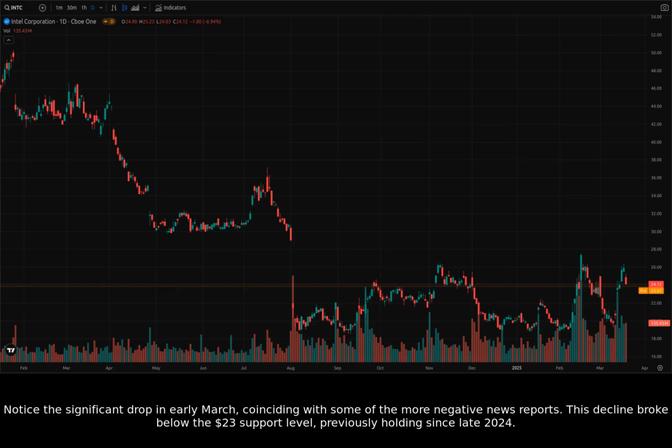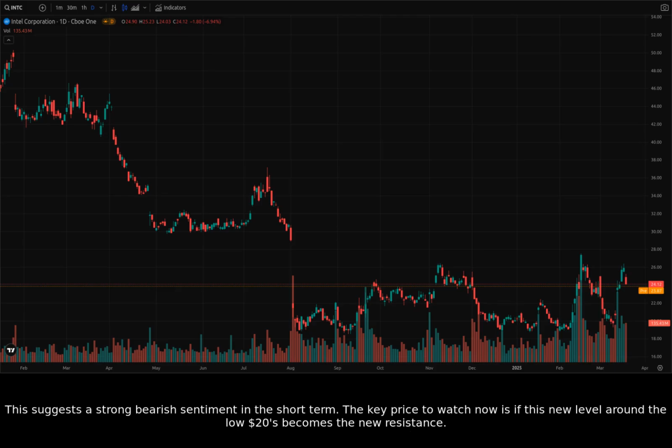This decline broke below the $23 support level, previously holding since late 2024. This suggests a strong bearish sentiment in the short term. The key price to watch now is if this new level around the low $20s becomes the new resistance.